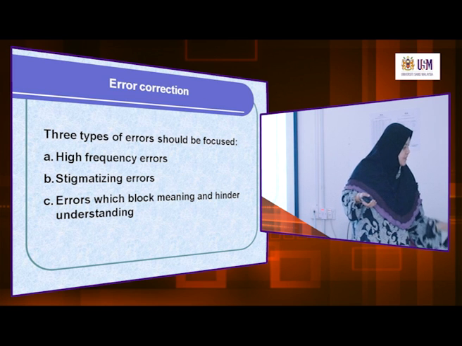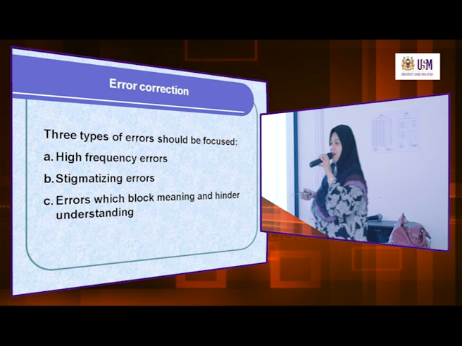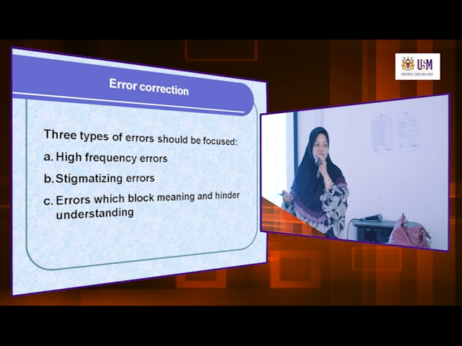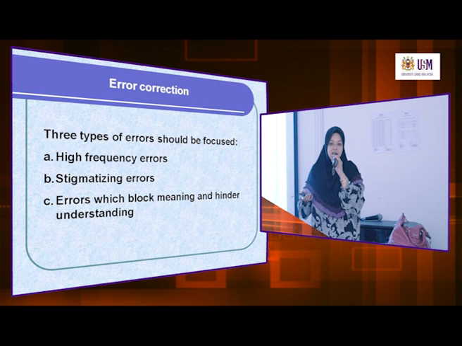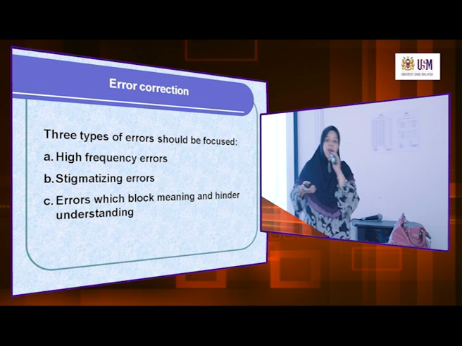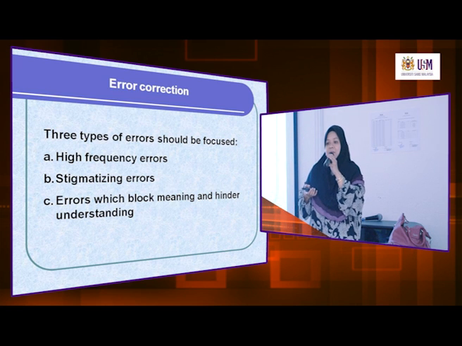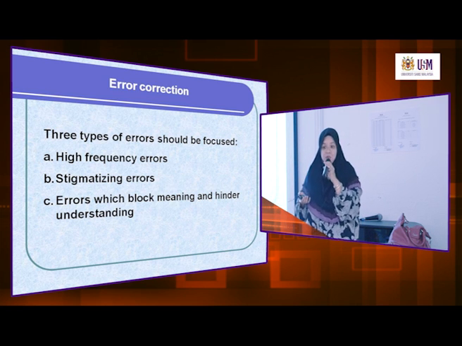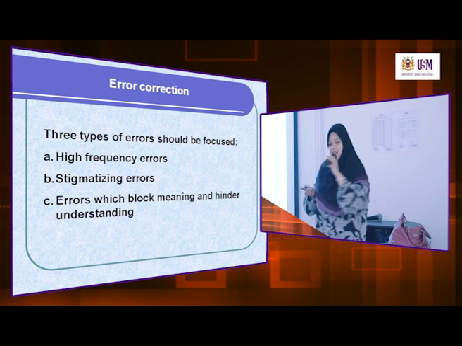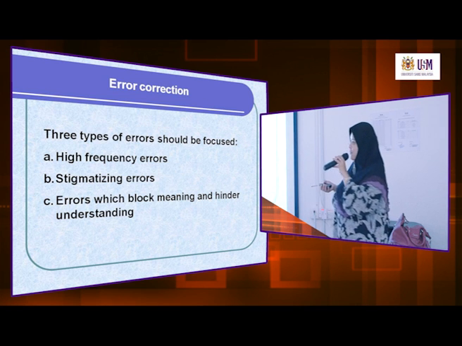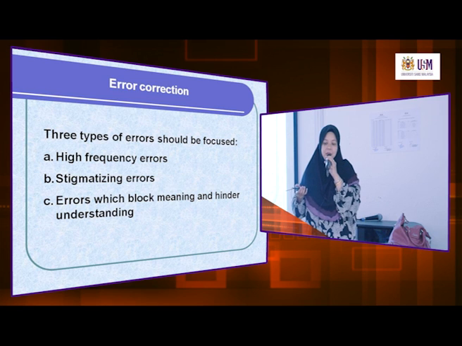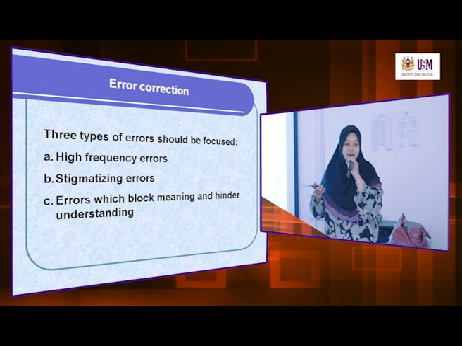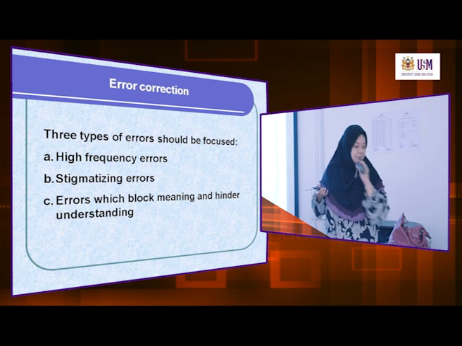The first one is high frequency errors. High frequency errors meaning that the majority of the errors were made by the class. Maybe wrong word or sentence structure or vocabulary. Everyone, not everyone, but almost everyone did the same thing. So that is a high frequency error. That should be corrected because everyone is doing the same error. Okay? Another type of high frequency error is when every time that comes up, they will make the error. Meaning that they will do the same error often. That is also a high frequency error.